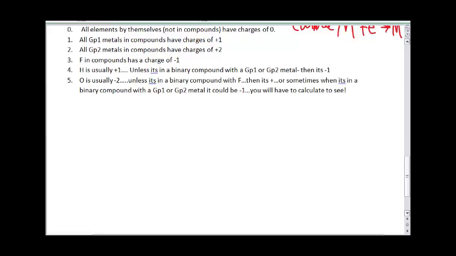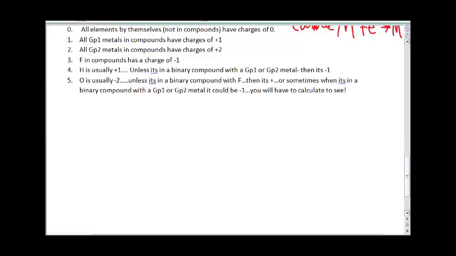I call them rule 0 because it's kind of nice to call it rule 0, because then the first 3 are easy. Rule 0: any element that's by itself, not in a compound, always has a charge of 0. Rule 1: all group 1 metals and compounds have charges of +1. There are no exceptions to that. Rule 2: all group 2 metals and compounds have a charge of +2. Rule 3: fluorine in compounds always has a charge of -1 because it has the highest electronegativity of all the elements on the periodic table.